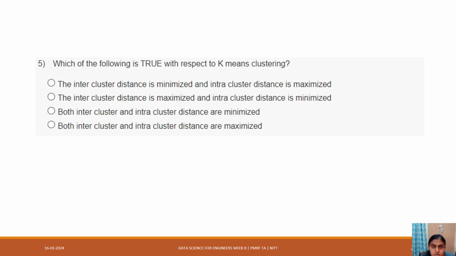Which of the following is true with respect to k-means clustering? B. Okay, that's true. So in k-means clustering, the distance between different clusters should be maximized, and the distance within each cluster should be minimized. So the answer is B.